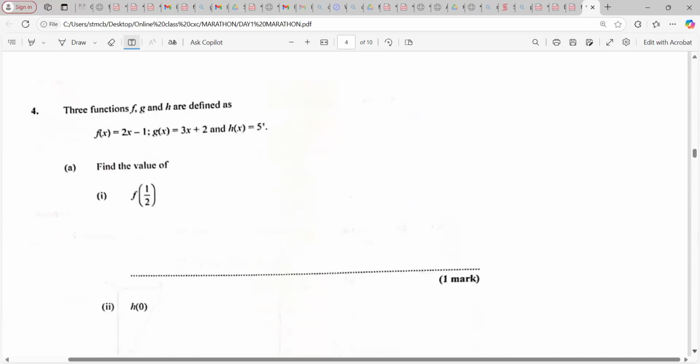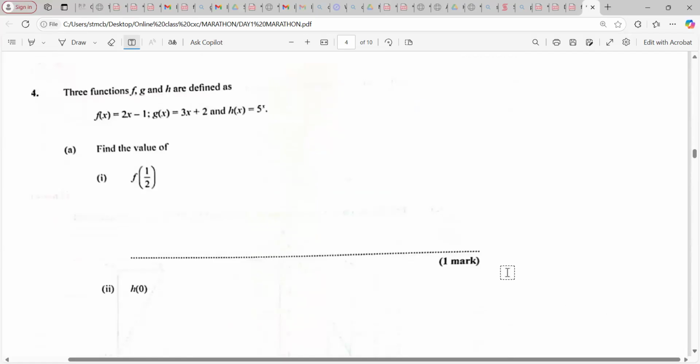Alright, here we have some functions. It says three functions f, g, and h are defined as f of x equals x minus 1, g of x equals 3x plus 2, and h of x is equal to 5 raised to the x. Find the value of f of a half, and then find the value of h of 0. So work out those two here, guys, and then we can discuss as a group.